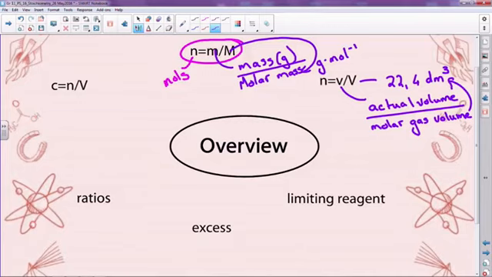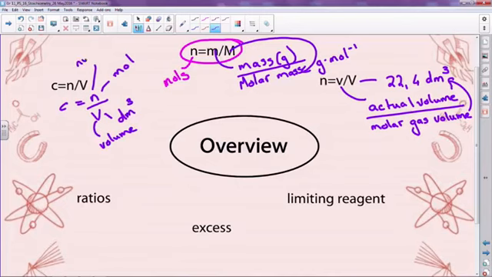The third calculation I've got here is concentration, which is moles divided by volume. The unit of moles is mole, and the volume in this case is decimeters cubed. So this is volume, this is number of moles, and then c is our concentration.